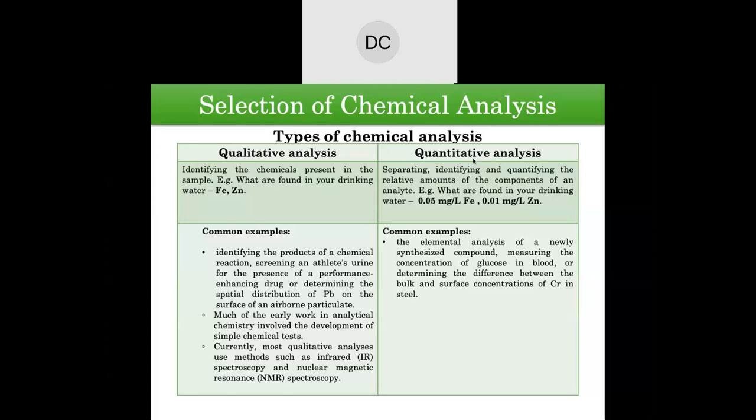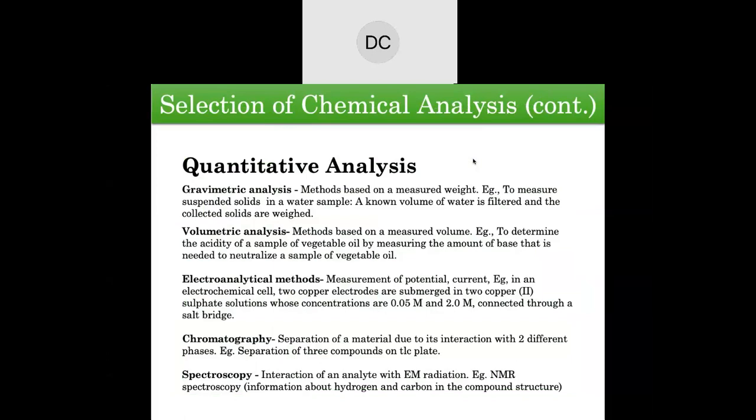Any problem setakat ni? Laju sangat ke saya cakap? Boleh? Tak. Tak? Okey. Boleh. Okey, madam. Okay, very good. Ada soalan setakat ni?